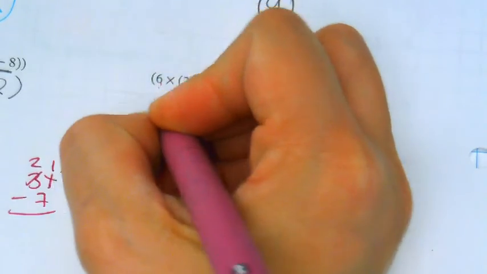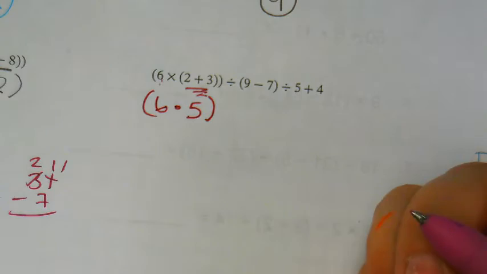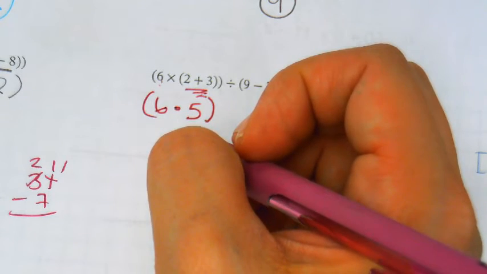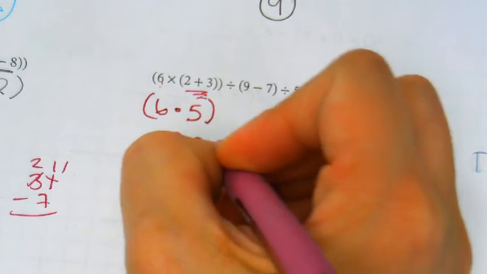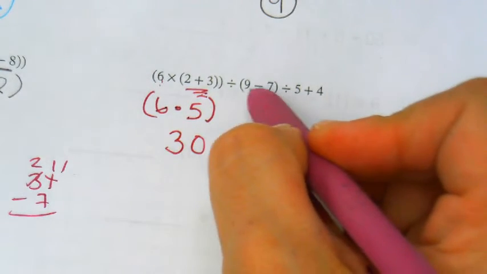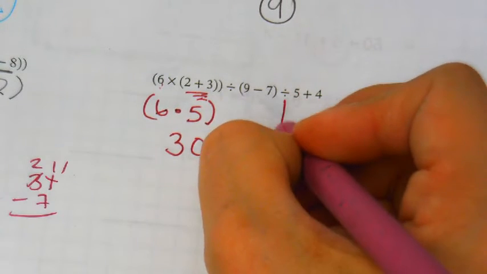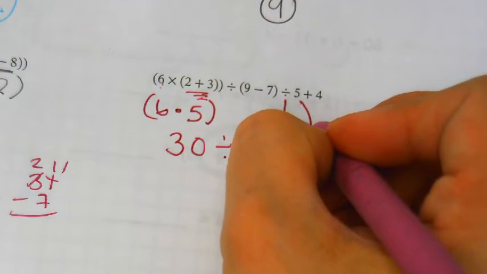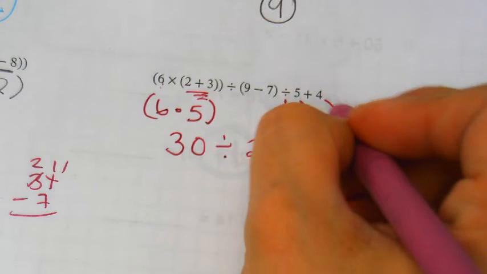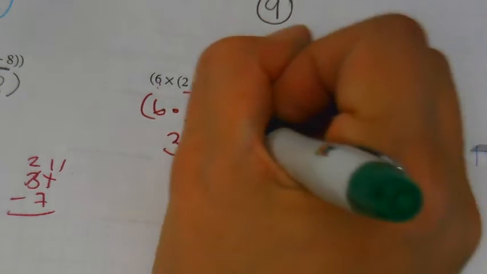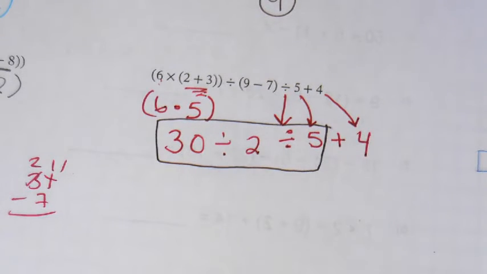5 times your 6, because that's still in the parentheses. What's 6 times 5? 30. Divided by. What's in this parentheses? 2. Bring down the division sign. Bring down the 5. Plus, bring down the 4. What do I circle? 30 divided by 2. Yeah, all of this is in one giant circle, except for the 4.